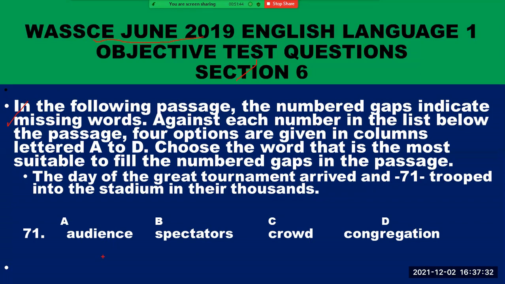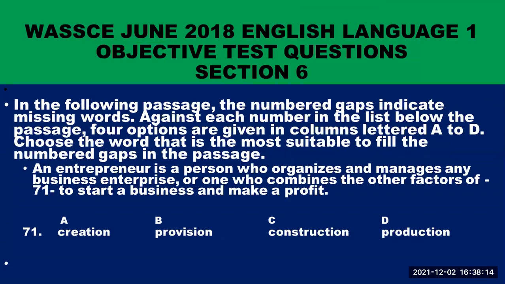They are the audience. But the appropriate option is spectators, people who watch a match or who watch a tournament at a stadium, all right? Crowd is just a group of people, and congregation is more for a religious gathering, all right? So that's what we find here. But you can see the same question number 71 we find in 2020 is what we find in 2019. Now let's go to 2018 and we look at it again.